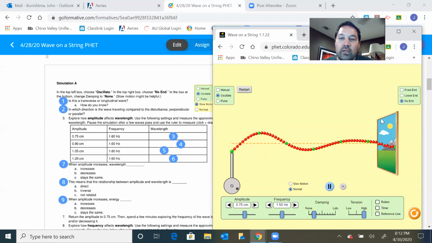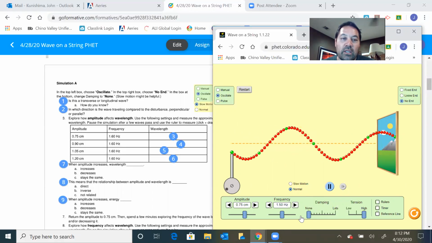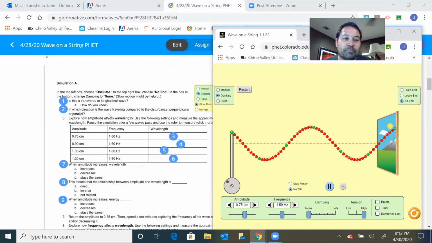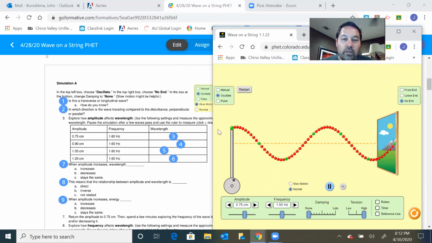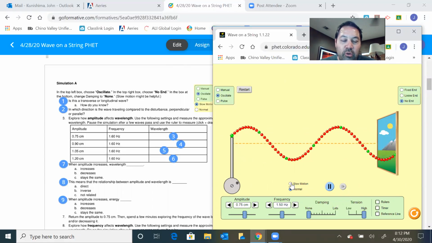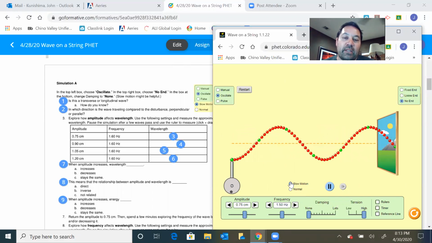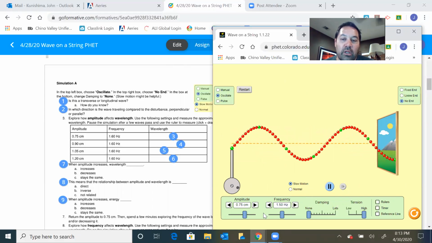Choose no end. Choose damping to none. And then answer your questions. The one thing you might want to do is put everything in slow motion, because that will probably make it easier for you to recognize and see what's going on.